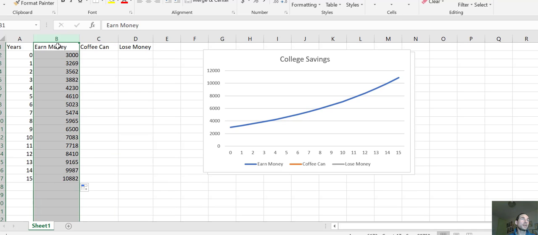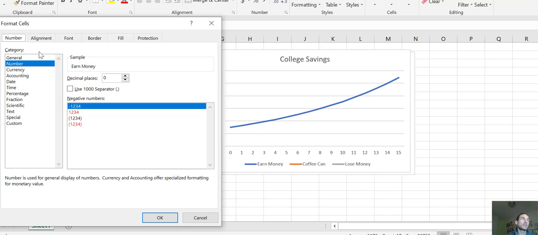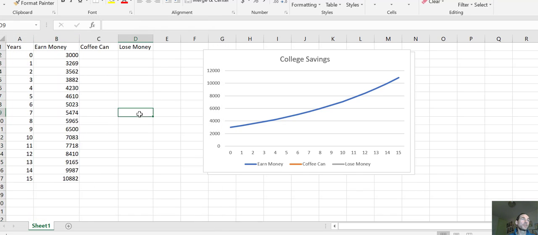And I can format the cells, by the way, right click, format cells, and make the numbers 0 decimal places, right? So that shows that we start out with $3,000 and after 15 years we have this 10,882, right? And after 9 years it's 6,500 and so on, right?